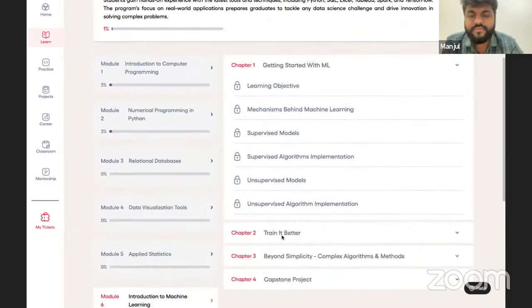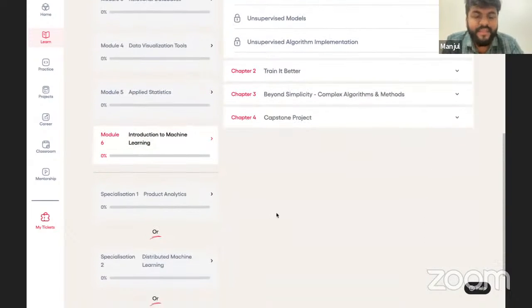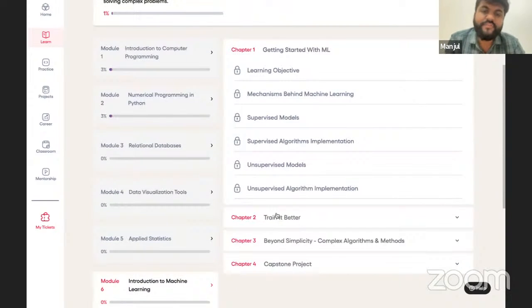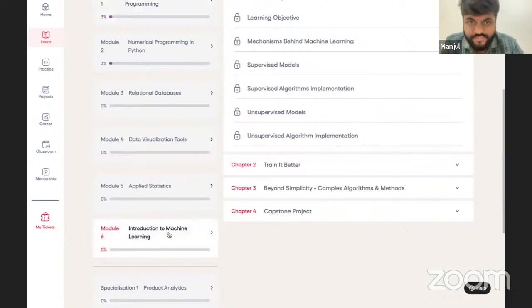Then we talk about machine learning, of which natural language processing is a part. Then we have the supervised models. Then we have the unsupervised models. Now, these 6 modules are mandatory for all the students to cover, because you start from learning Python and end up learning the machine learning tools.